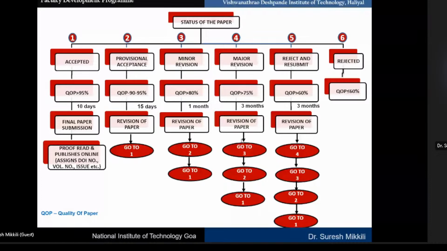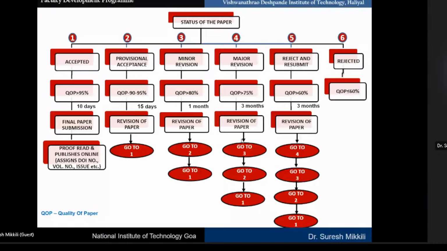It's in your hand. You can take 3 months time, or within 1 month time also you can revise. Now, if you revise that, what will happen? You revise and resubmit. If you revise properly, then there is a possibility direct acceptance can come. But if you won't revise properly, what will happen? Again, minor revision can come.